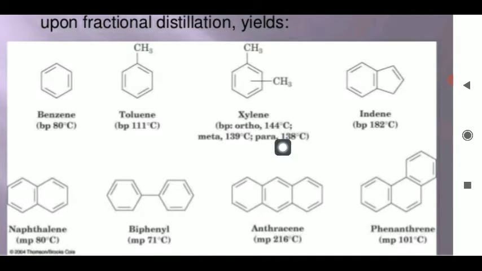The next compound is xylene, and in xylene any relative position of the benzene ring has one more CH3 group. In this way xylene is further classified into orthoxylene, metaxylene, and paraxylene, and we will discuss why they are called ortho, meta, para in the next part. The next compound is indane. Indane's boiling point is about 182, and basically this is a conjugated compound made up of more than two rings.